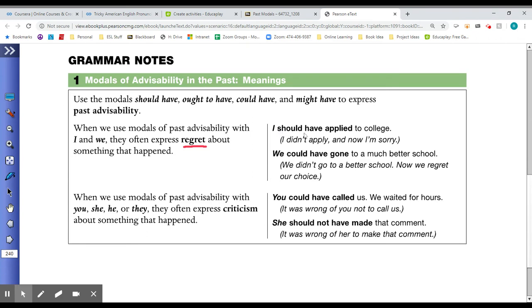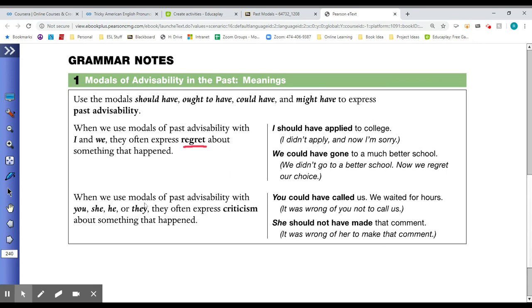For example, I should have applied to college. I didn't apply, and now I'm sorry that I didn't. I regret that. We could have gone to a much better school. We didn't go to a better school. Now we regret our choice.